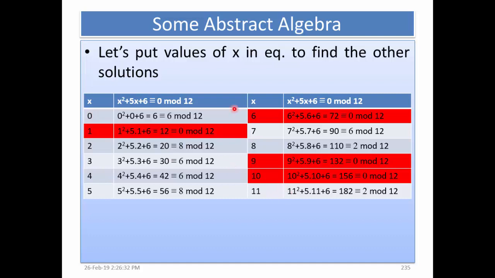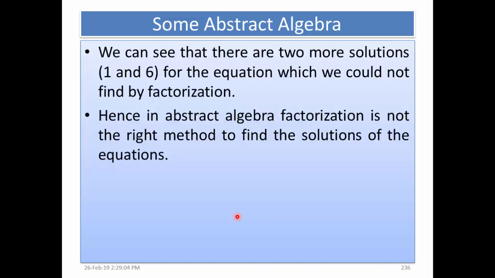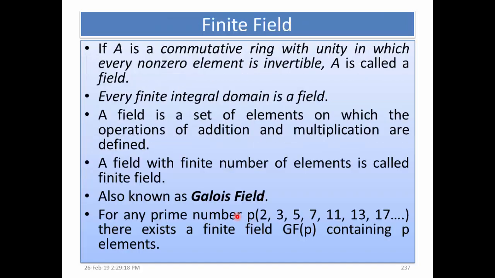And this is the finite field. If A is a commutative ring with unity in which every non-zero element is invertible, A is called a field. Every finite integral domain is a field. A field is a set of elements on which the operations of addition and multiplication are defined. A field with a finite number of elements is called a finite field, which is also known as a Galois field.